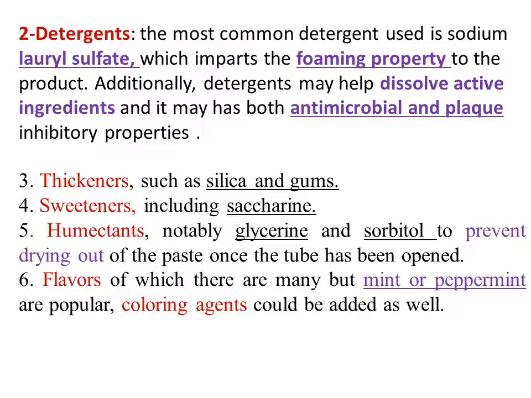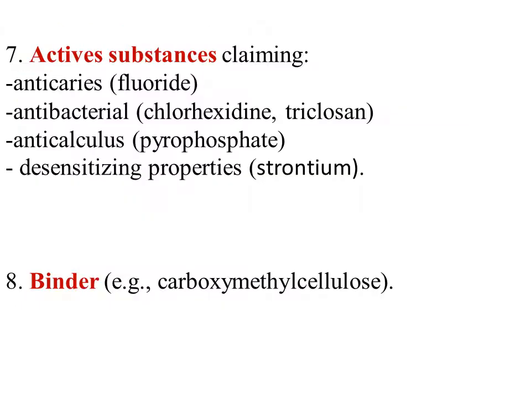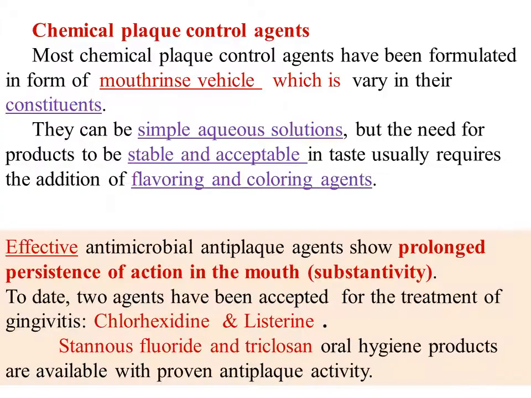Coloring agents could be added as well. 7. Active substances claiming anticaries like fluoride, antibacterial like chlorhexidine and triclosan, anticalculus as pyrophosphate, and desensitizing properties like strontium. 8. Binder, for example carboxymethylcellulose.